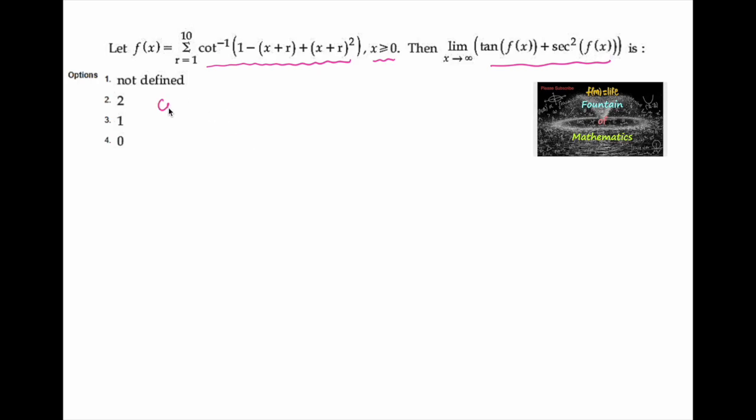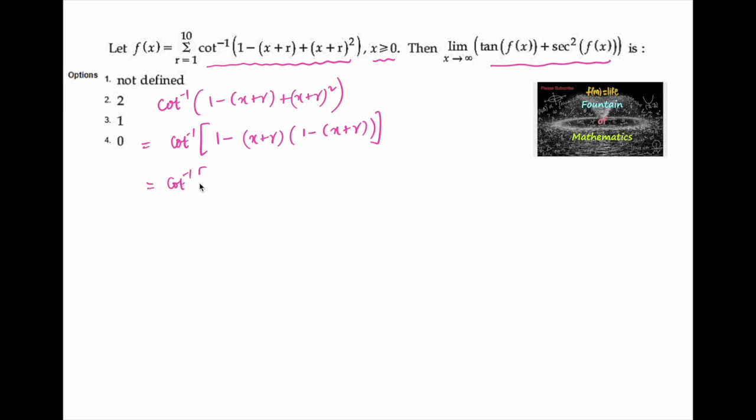So let us consider cot inverse of 1 minus (x plus r) whole square, and simplify this. It can be written as cot inverse of 1 minus (x plus r), taking common, so we can write 1 minus (x plus r) into 1 minus x minus r.